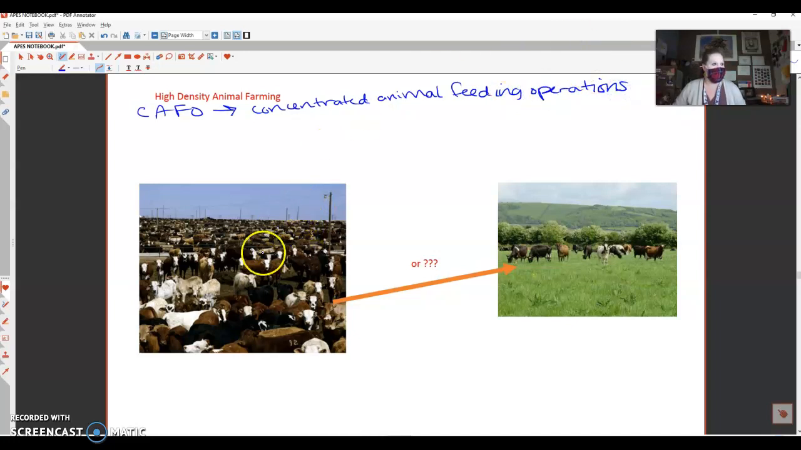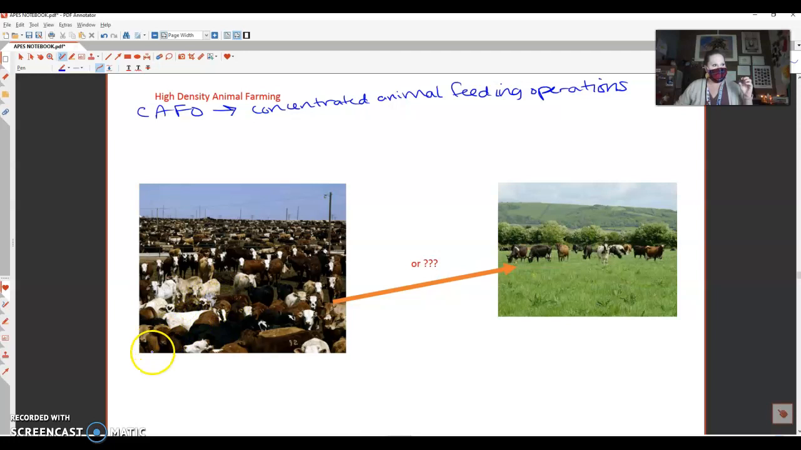Now, guys, if you look at this picture, you can tell me at least 3 issues that come from raising cattle in these types of conditions. Okay? Would you rather eat a cow that has been raised in a high density animal farming situation or one that is raised on grass? Okay? So, both of these types of livestock are going to be used for slaughter for human consumption. Okay? This is where the difference is.